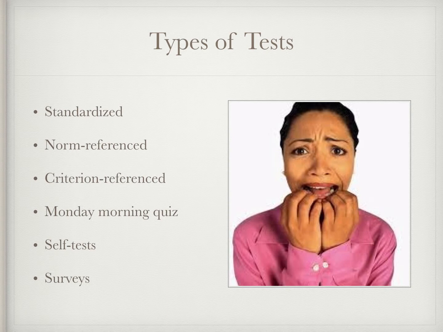Norm reference tests are the usual, the norm, and are sometimes referred to as creating a grade curve. Criterion reference tests, where the value of a score is compared to a set criterion for an A, for a B, and so on, are what we desire to make. The so-called Monday morning quiz simply refers to brief, frequent mini-tests on topics such as readings, for example.